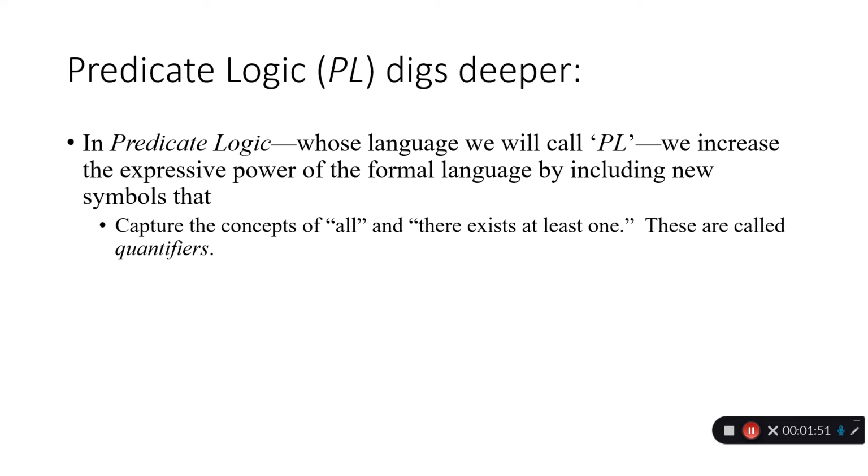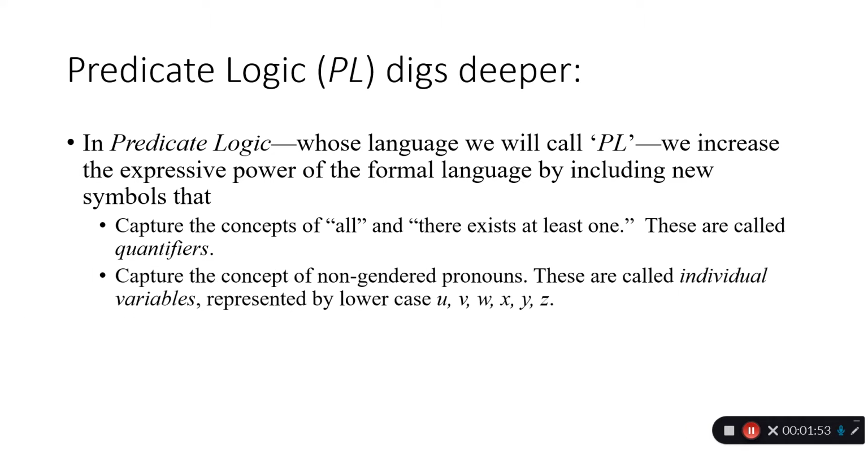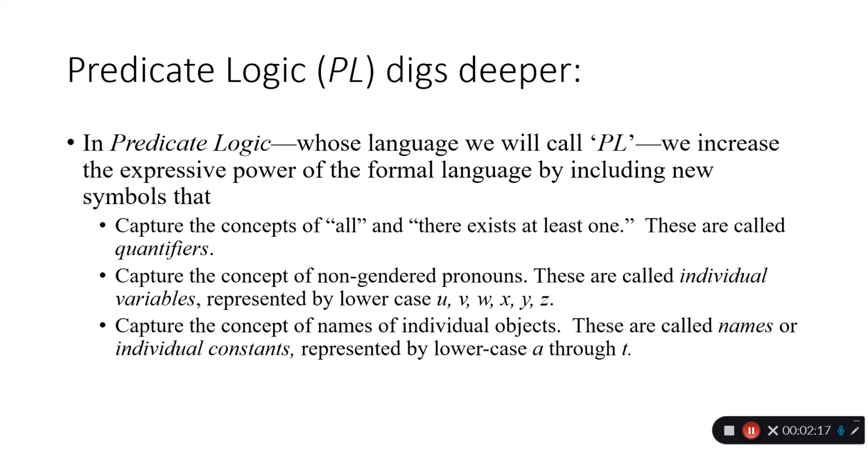These are called quantifiers. We're going to capture the concept of non-gendered pronouns. These are called individual variables, represented by the lowercase letters U, V, W, X, Y, and Z. A pronoun is like the word it. It stands in place of a noun, and we'll see soon why that's important for us. We're going to capture the concept of names of individual objects. These are called names or individual constants, represented by lowercase letters A through T.